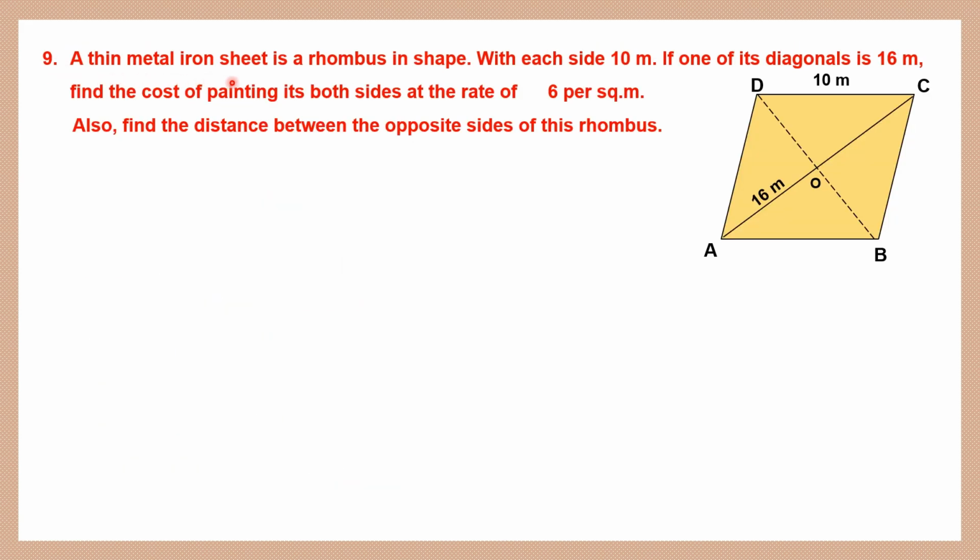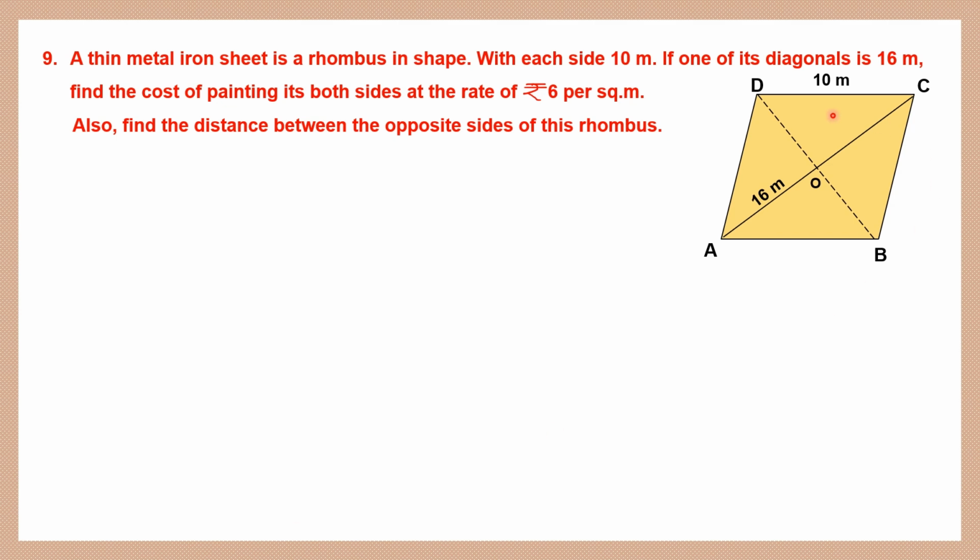Question 9. A thin metal iron sheet is a rhombus in shape. Okay, so let's consider this to be a thin metal iron sheet. This is in the shape of a rhombus. Each side is 10 meters. So each side is 10 meters because all sides of a rhombus are equal. If one of its diagonals is 16 meters, so let's take AC to be 16 meters. We have to find the cost of painting both the sides at the rate of 6 rupees per square meter.